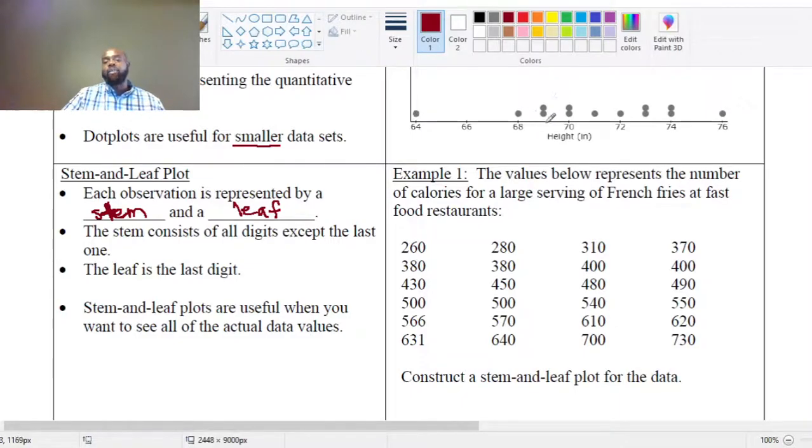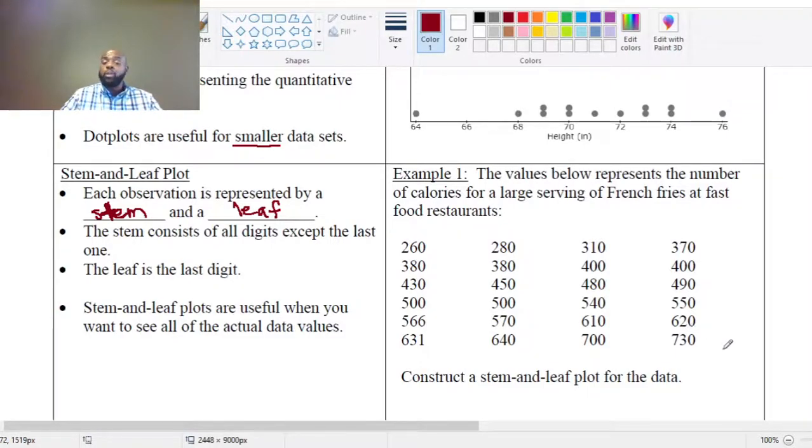So for instance, I don't really know what these are. I mean, I can guess that this is 69. In fact, it is 69 for these dots here. But you don't have to do any guessing when you use a stem and leaf plot. And I'll show you with this example here as we construct one. The values below represent the number of calories for a large serving of French fries at fast food restaurants, right? There's one restaurant that had a large fry of 260 calories. This restaurant had 280 calories, so on. And the highest one, since these are written in order, has 730 calories, right?